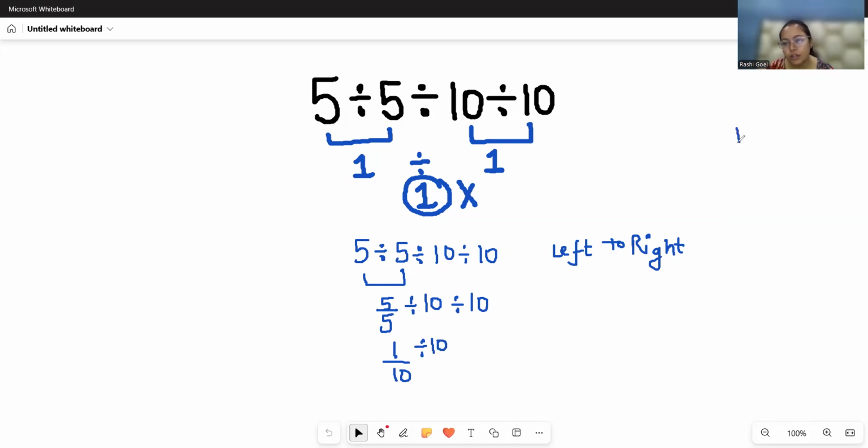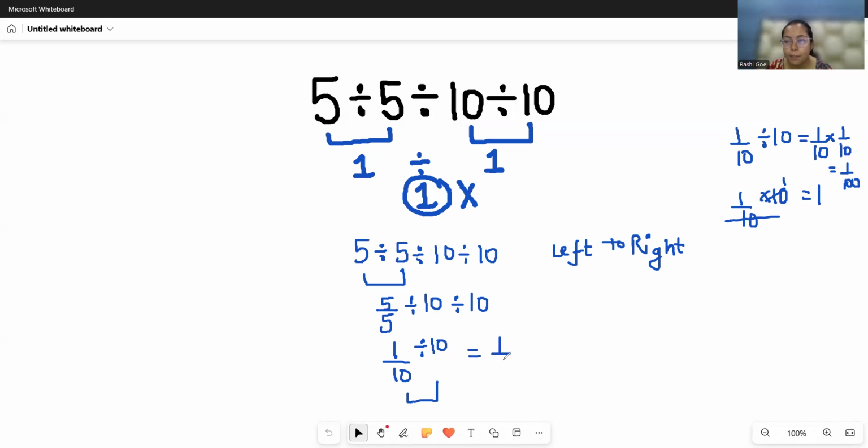Now there are two different things, that is 1 by 10 divided by 10 and 1 by 10 multiplied by 10. In this case, the answer is 1. But in this case, the answer is 1 by 10. Put the multiplication sign and do the reciprocal. It's 1 by 100. So 1 by 10 divided by 10 is 1 by 100. So what is the correct answer? 1 by 100, not 1.